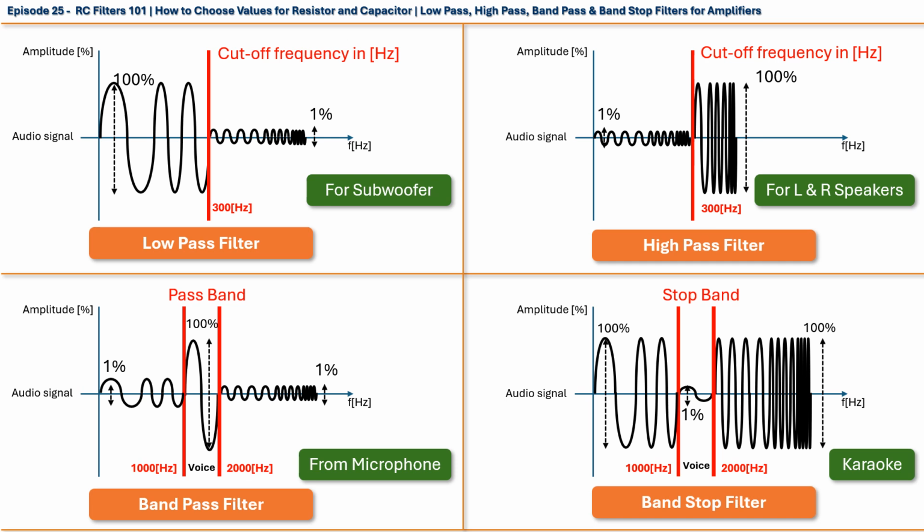Band pass filter will pass human singing that usually ranges from 1 to 2000 Hz, and block all other frequencies. Likewise, stop band will block these exact same frequencies from original track, filtering out original singer, and replacing it with input from your microphone.